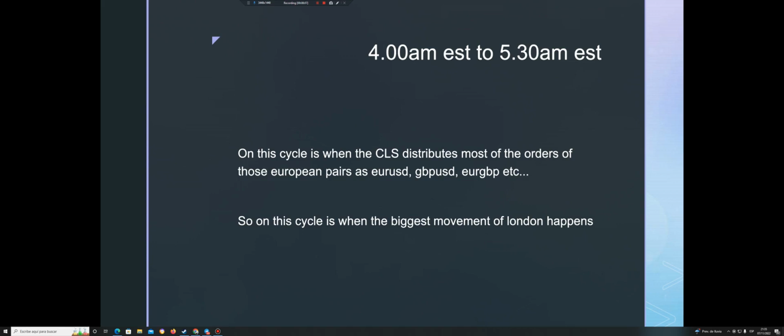It's when most of the volatility of London happens, in this cycle from 4 to 5:30, because like I say, the CLS distributes most of the orders of those European pairs. Yeah, this is basically that. This is why this cycle is the one I trade the most. This is the cycle I must trade, because there is a big probability of having a big move. Okay, now let's go to the chart.